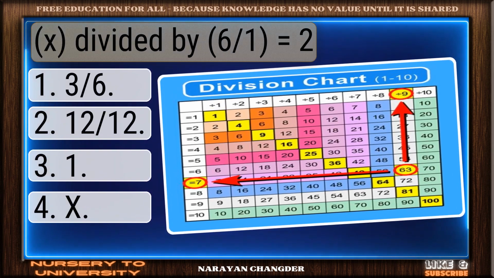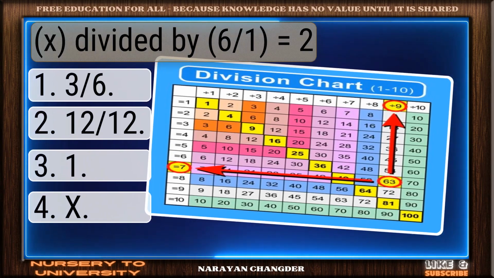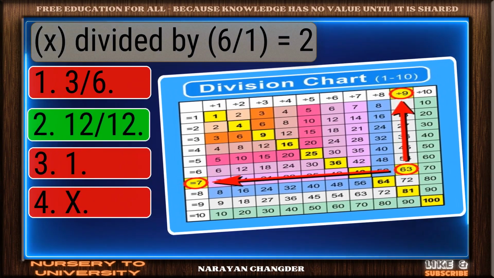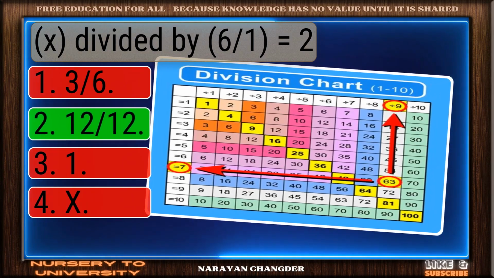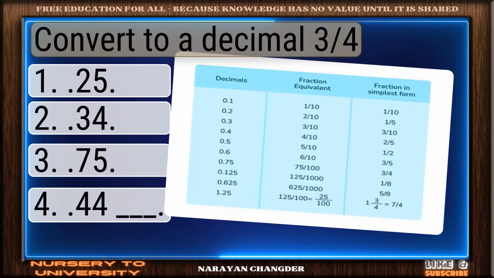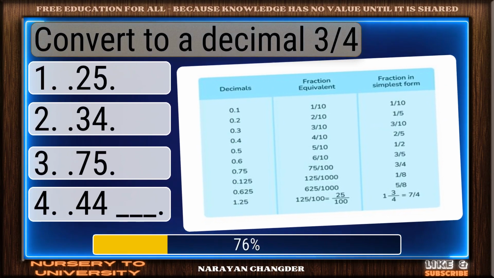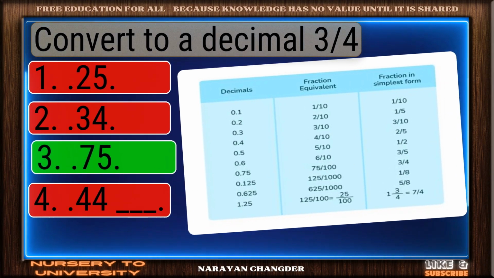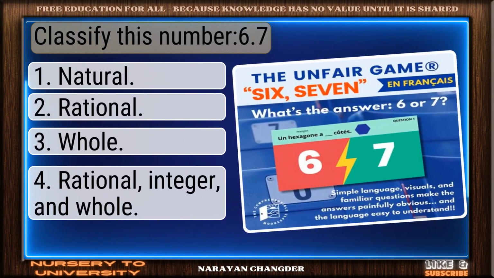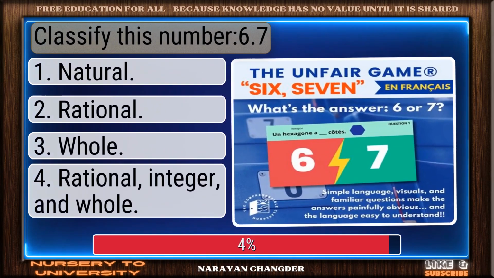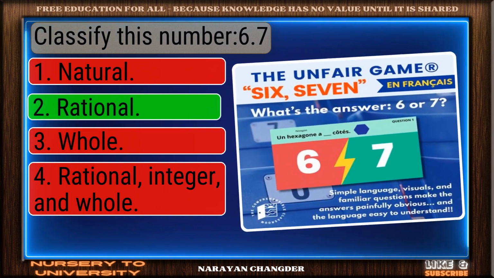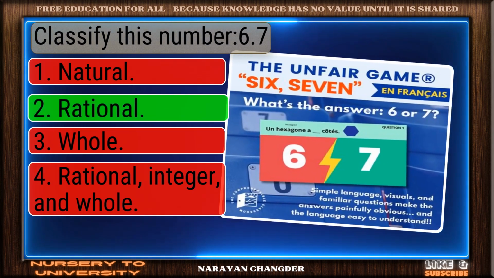Question number 179. Divided by equal to 2. Nice selection. 12 is the correct and valid answer. Question number 180. Convert to a decimal 3d4. Well done. POS 75 is the right choice. Question number 181. Classify this number 6.7. Excellent choice. Rational is the right answer.